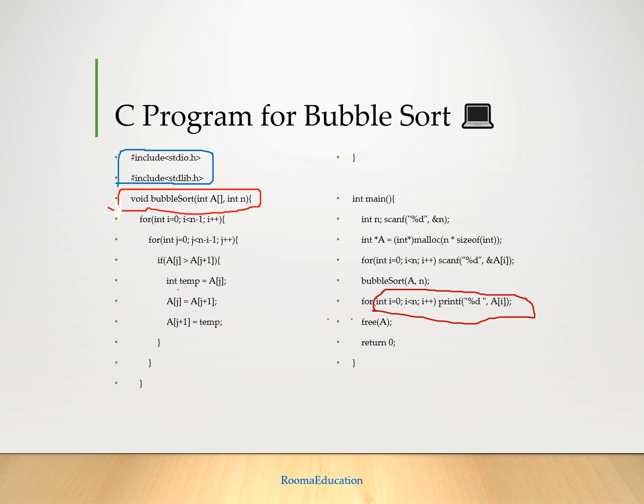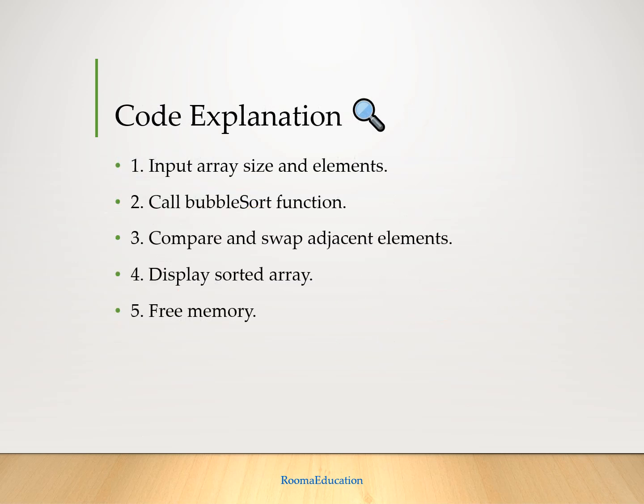After sorting, we print the array. Now all the numbers will appear in increasing order. As a summary, in this code we input array size and elements, call the bubble sort function, compare and swap adjacent elements, display the sorted array, and free memory.